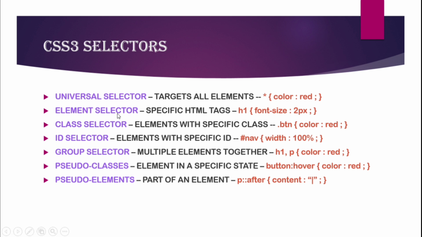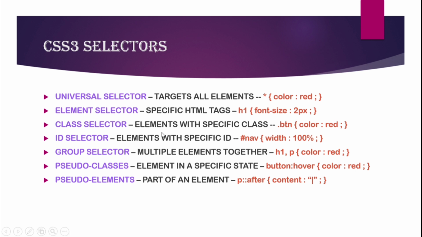Then we have element selector. Specific HTML tags will be selected. That is nothing but the element selector. Here you can see we are selecting H1, which is the heading 1 tag, and for that we are changing the font size equal to 2 pixel. Then we have class selector. Elements with specific class. For every paragraph element or for every HTML element, we can add class attribute to it. Class, or you can also add ID to it. Class or ID is nothing but a name that we provide to particular HTML tags, which will be used to apply the CSS.